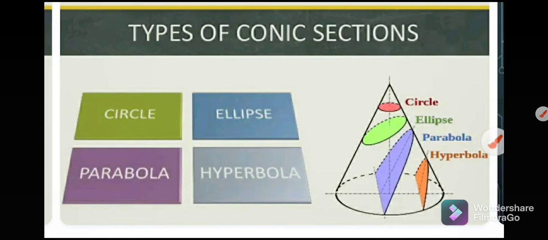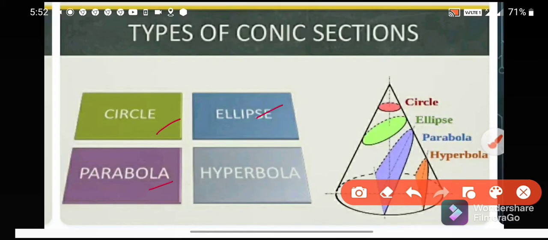Today we will start a new chapter, that is conic section. Conic section is divided into 4 parts: circle, ellipse, parabola and hyperbola. Today we will discuss circle and different types of equations of circles. So let's begin.